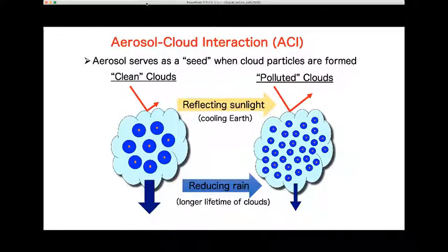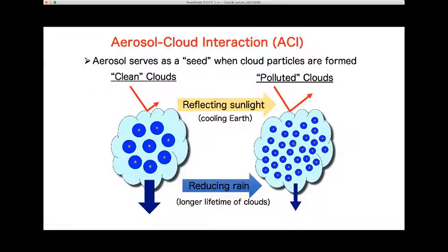So as a result of such processes, a difference in the aerosol or air pollution can cause very different characteristics of clouds that have very different effects, first of all on the radiation. That means that the more polluted clouds tend to be more reflective to sunlight.